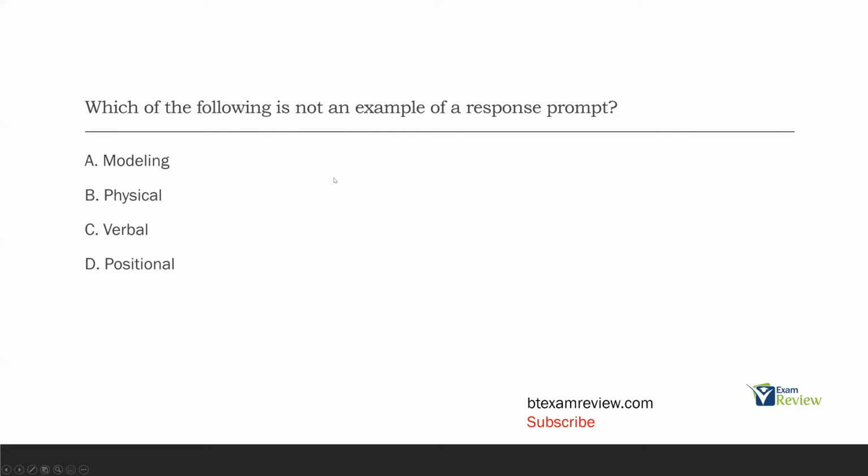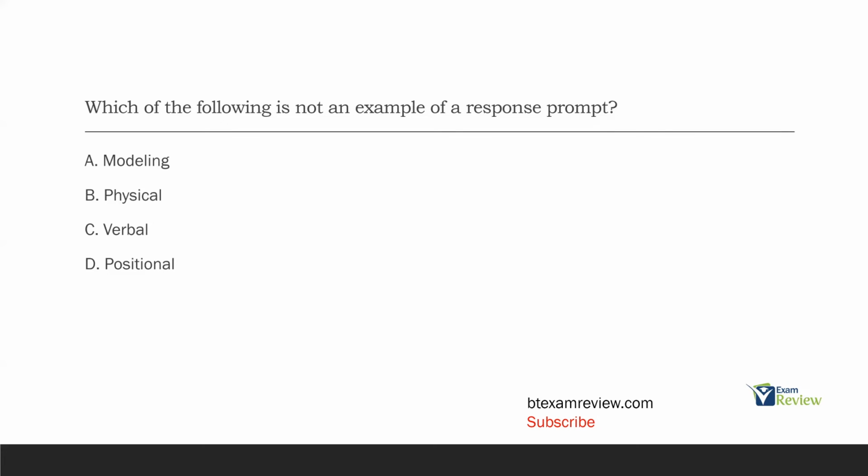So A, modeling. Well, if I'm modeling for you, I'm hoping you imitate my responses. Modeling is a great example of a response prompt. B, physical. If I'm physically prompting you, then I'm helping you do the response I want to see. Again, acting directly on the response. C, verbal. If I'm telling you what to do, okay, I'm again acting directly on your response.